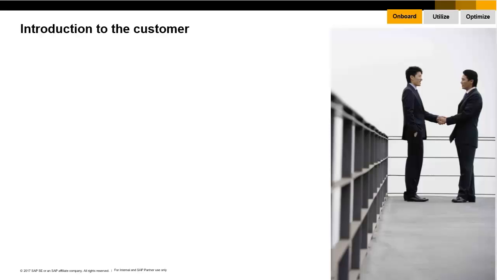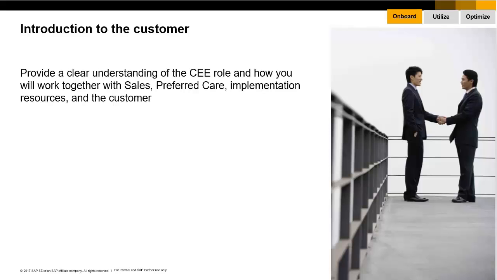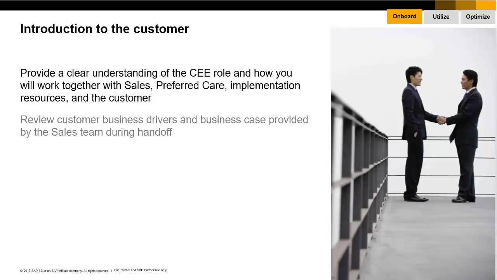Once you've had your alignment with sales and obtained all the key information you need, it's time to introduce yourself to the customer. It's helpful to start by providing a clear understanding of the CE role and how you will work together with sales, preferred care if purchased, and implementation resources to partner with the customer. You'll also want to review customer business drivers and the business case provided by the sales team during the handoff and align with the customer to ensure that these items are still relevant.